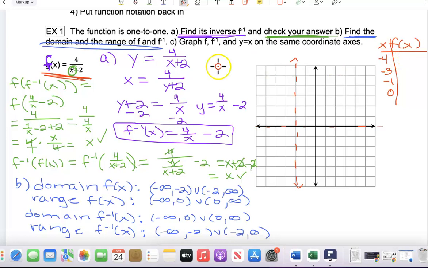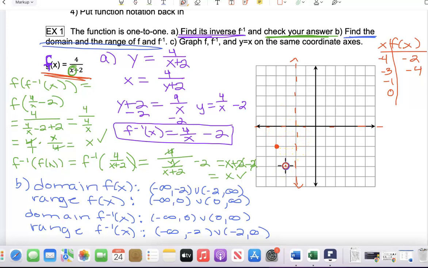So if I plug in -4 for x, that gives me -4 plus 2, which is -2. 4 divided by -2 is -2. So -4, -2 would be a point on my graph. And then -3. I got 4 over -3 plus 2, so that's 4 over -1, which is -4.